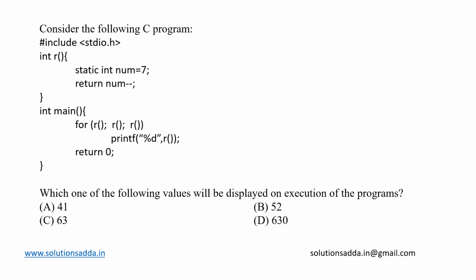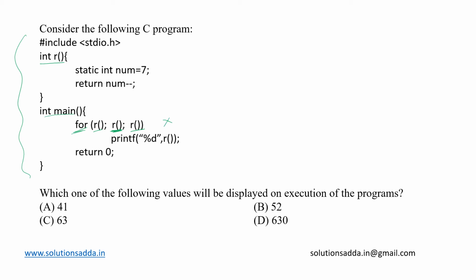This is a C programming question. We have been given a code and we need to determine the output printed by this code. Now let us look at this main function, which has a for loop in which the initialization step, condition step and the increment decrement step are all function calls to this particular function. Hence this for loop will run as long as the condition is satisfied, which means the value returned by this particular function is positive. Once it becomes 0, then we will break out of this loop.